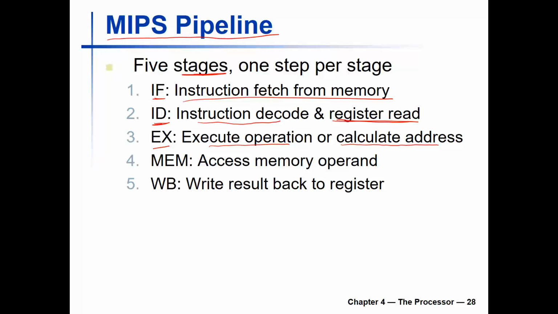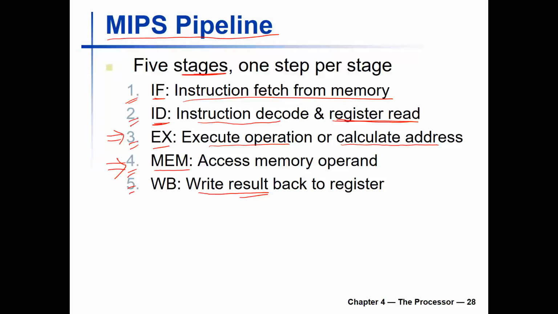In the fourth stage, we access the memory to read the data that we want to load from the memory, or we access it to write the data in case of a store. And in the last stage, we write the result. Either this result is coming from the ALU, or the result is coming from the memory in the case of a load instruction. Now notice that I have here how many stages? 1, 2, 3, 4, 5. Therefore, I can create a pipeline.